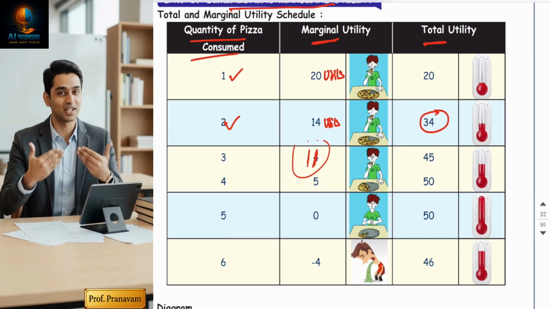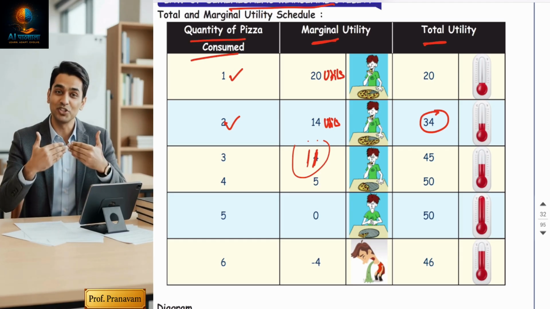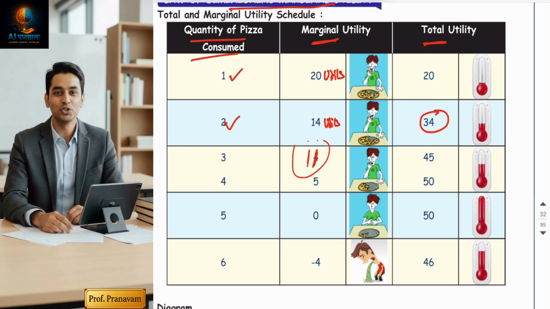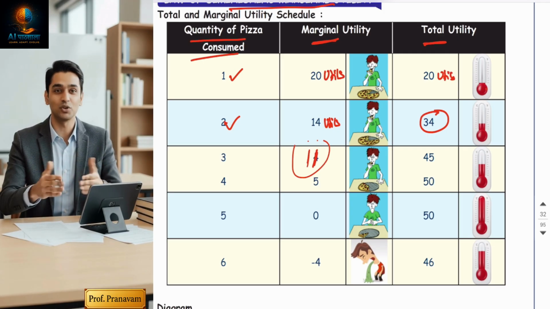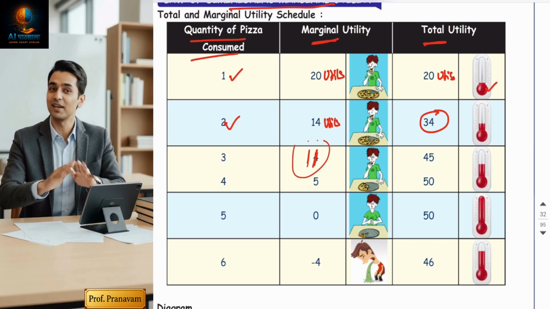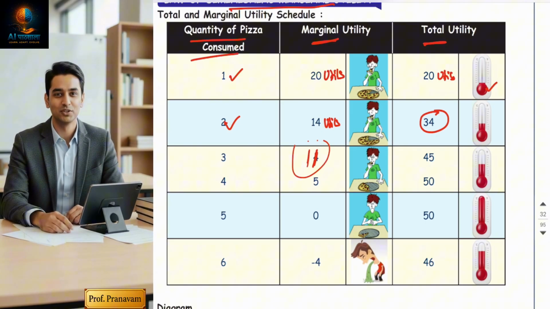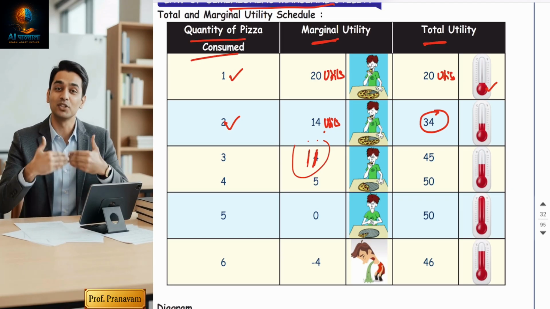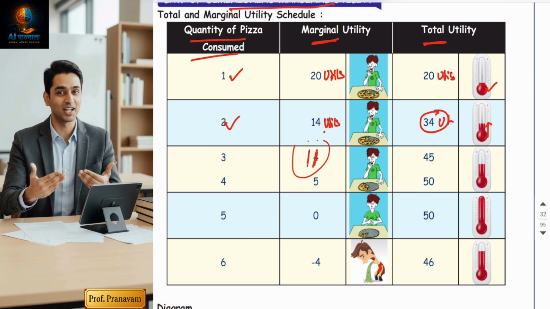Now total becomes 34. See, TU is nothing. The more main concept is marginal utility. When you consume the first unit, you get a marginal utility of 20 utils. Total will also remain 20. I'm not totally satisfied, but I got a minimum satisfaction. When I consume the second slice of pizza, I get 14 utils of satisfaction. Total becomes 34. Means I got greater satisfaction.